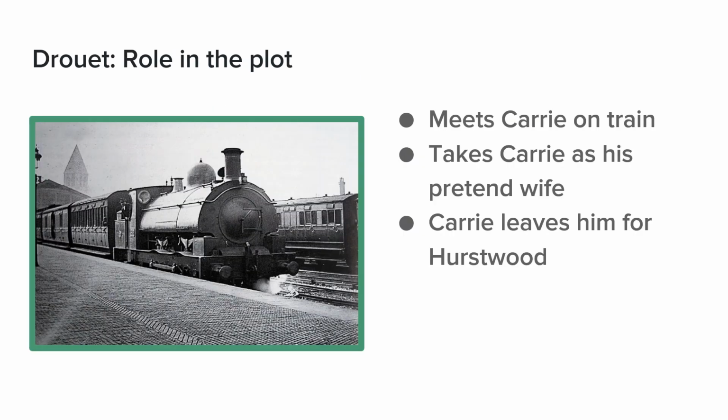Drouet first meets Carrie on the train to Chicago, where he courts her. Drouet then wins Carrie over, and she pretends to be his wife. However, Carrie then leaves him for Hurstwood.